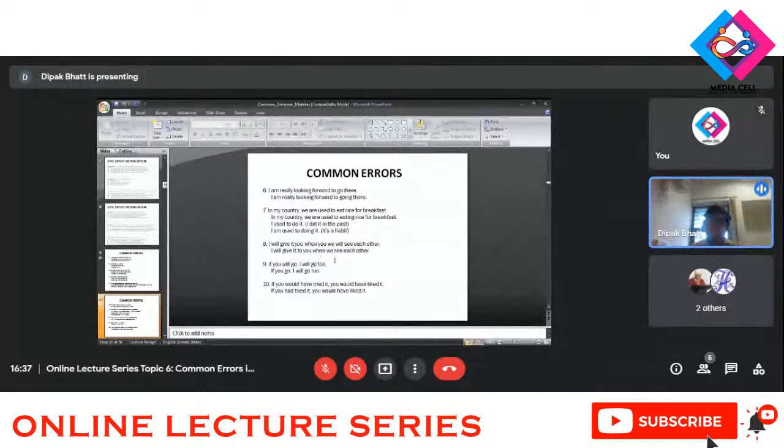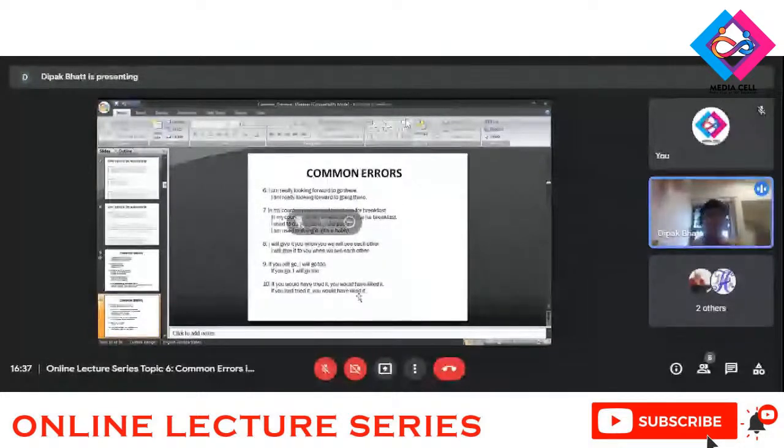Now, example number 9 is similar to 8, which means if you will go, I will go too. Again, if you go, I will go too. Fine. And number 10 sentence is a different kind of variety. If you would have tried it, you would have liked it. Now, this is the kind of sentence in which you are using would have and past participle 2 times, which looks very awkward in grammar. So remember how to write this sentence. If you had tried it, you would have liked it. So remember that this modal auxiliary would have and past participle will go with past perfect tense, right?